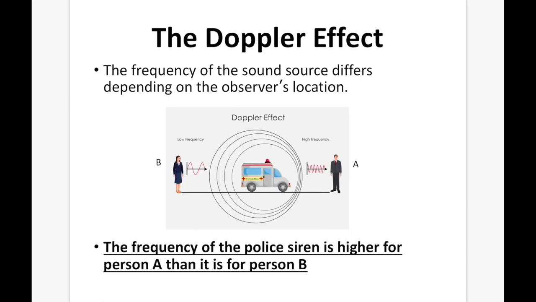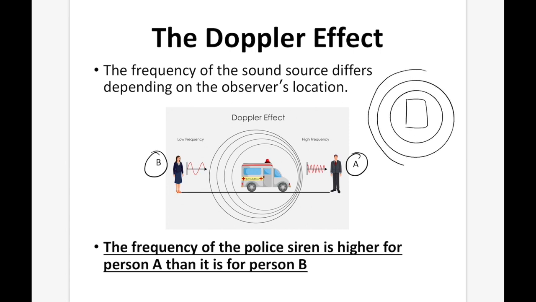The frequency of the sound source differs depending on the observer's location. The frequency of the police siren is higher for person A, the person on the right-hand side, than it is for person B, because the siren is going towards person A in this example. The reason this occurs is because every time the siren is emitted, the car is moving in that same direction. If the car was stationary, it would be emitting sound waves uniformly all around it. But since, in this case, the ambulance is moving towards the right, every time it emits a sound, the ambulance is also moving in that same direction.